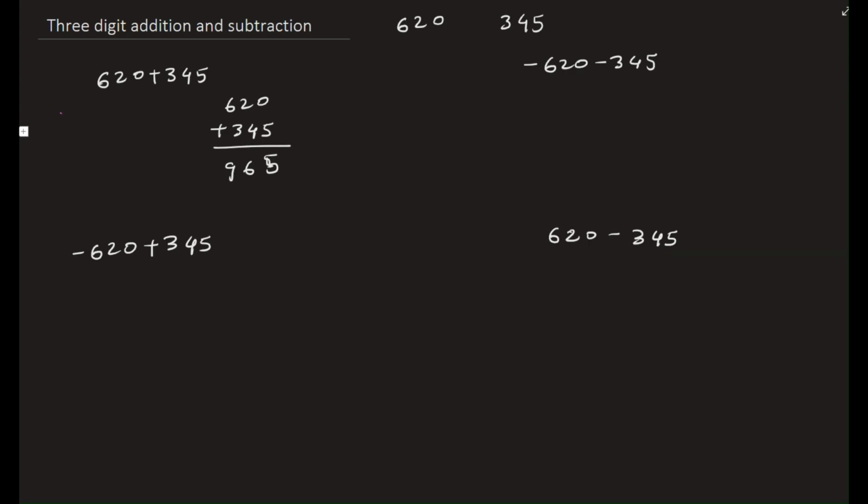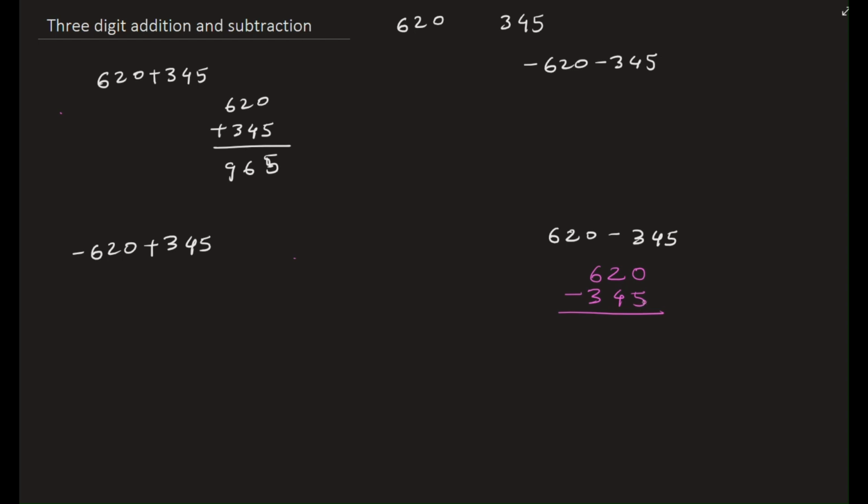Next again I have three-digit addition and subtraction, and I have two numbers, 620 and 345. First I will take up the subtraction. So first I will take up this case, 620 minus 345. So I write one below the other, the units place one below the other, and so on. In the units place I have 0 minus 5.